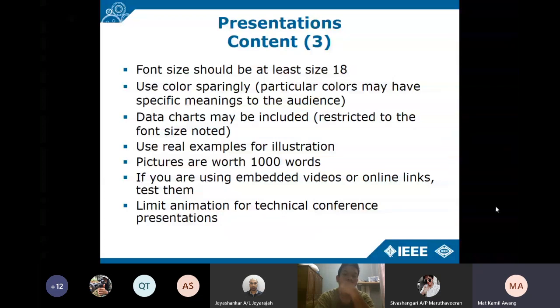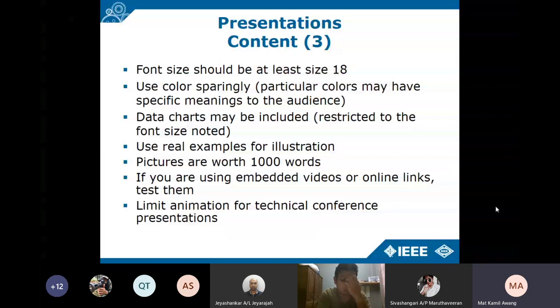Data charts may be included. Use real examples for illustration, and use pictures instead of words. And you can use embedded videos and online links. If you use these videos and online links, make sure that you test them before the presentation, because most of the time the link does not work. For example, the video does not play. So anything that can go wrong will go wrong normally in a presentation.